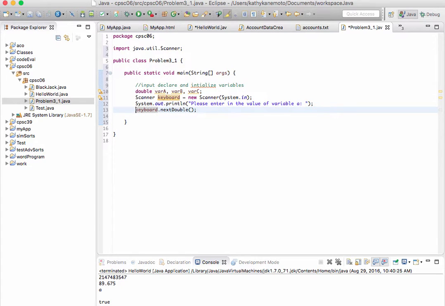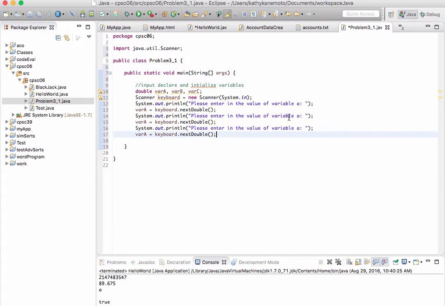We need to store that value into our variable. So we'll go ahead and write var a is assigned the value of what our scanner object is bringing in from the keyboard. Now we're going to go ahead and get the other two variables very similarly. So I'll just copy and paste those lines of code. And remember to get the correct variable on the left-hand side of your assignment statement to store that value correctly in the correct memory location.